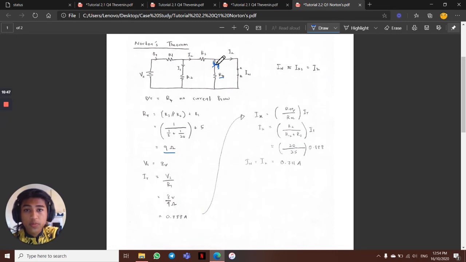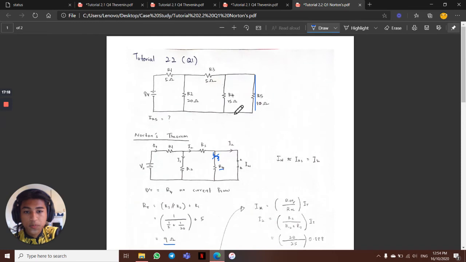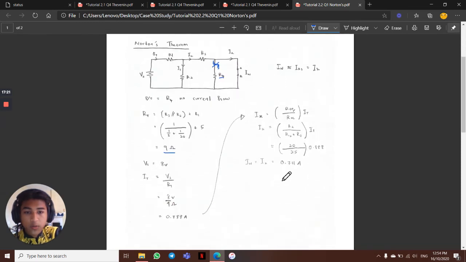We have to find the I2, because the I2 is equal to the IR5, which is the same current that flows through the R5. So if we find the I2, we automatically get the IN, which is I Norton. So just using the current divider formula, insert the value of IT, R2 and R3, which is already given in the question, and then we will get I2 equals 0.711 ampere, which is the IN.